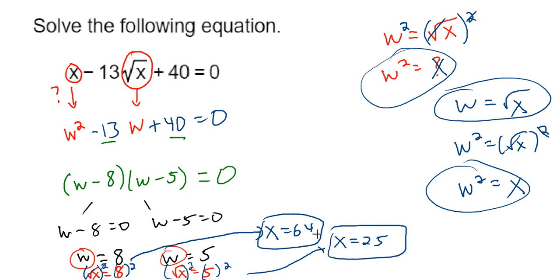It's only if you take the square root of both sides of the equation that you have to do plus or minus. If you're squaring both sides, you don't have to put a plus or minus on the answer. And so these would be my two solutions. We have X is equal to 64, X is equal to 25, right?